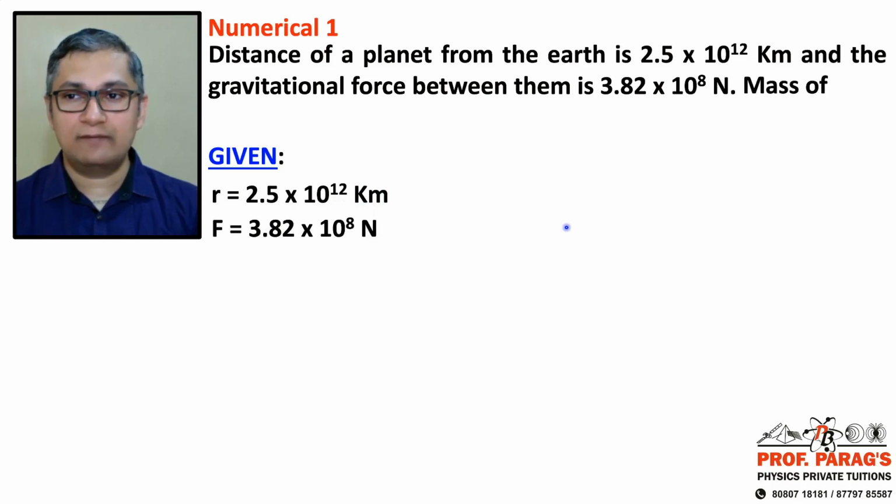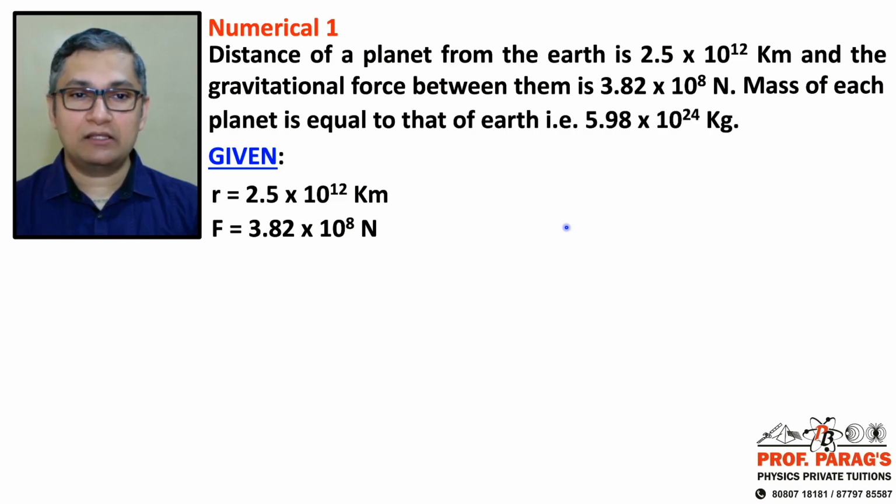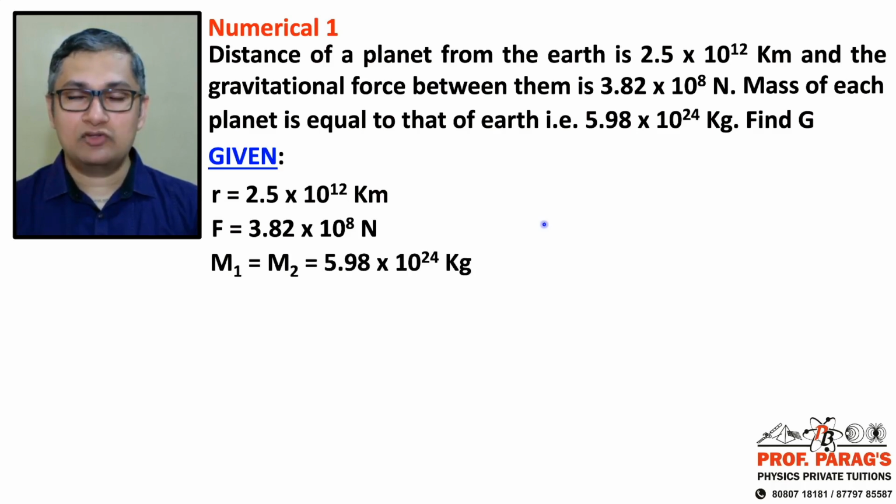All right, so let's read ahead. Mass of each planet is equal to that of Earth. That means the planet and Earth, these are the two planets. So it's like a planet very similar to Earth. So M1 and M2 are both the same. Usually we take it as 6 into 10 raised to 24, but in this question they're giving it as 5.98, so we can use 5.98 into 10 raised to 24 kg. And we have to find out capital G. We already know the value of capital G, it's a constant, but still, using this information, we need to find it out.